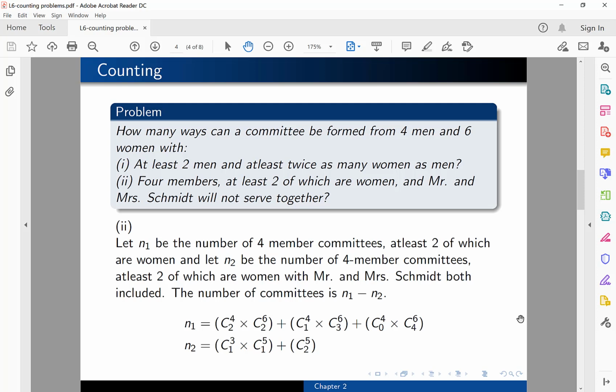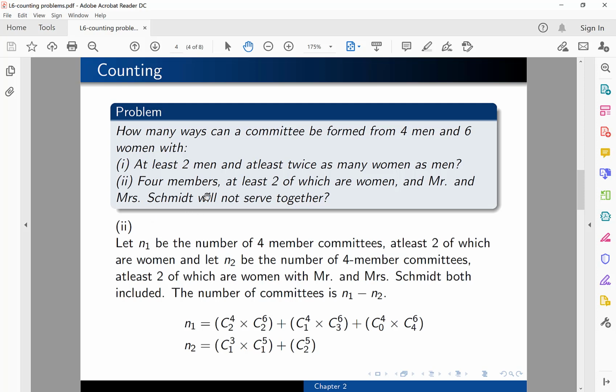All right, so let's see another way of solving the same problem. The second way is probably a little bit shorter, but I just want to show you guys different ways of approaching these problems, okay? So in the second way of solving this part 2, we're going to consider N1. So N1 is the number of 4-member committees, right? At least 2 of which are men, at least 2 of which are women.